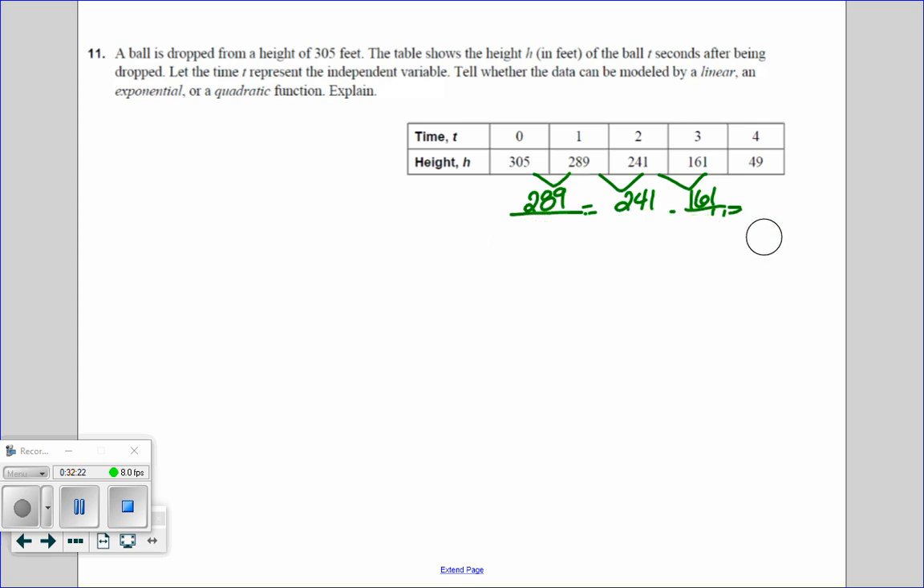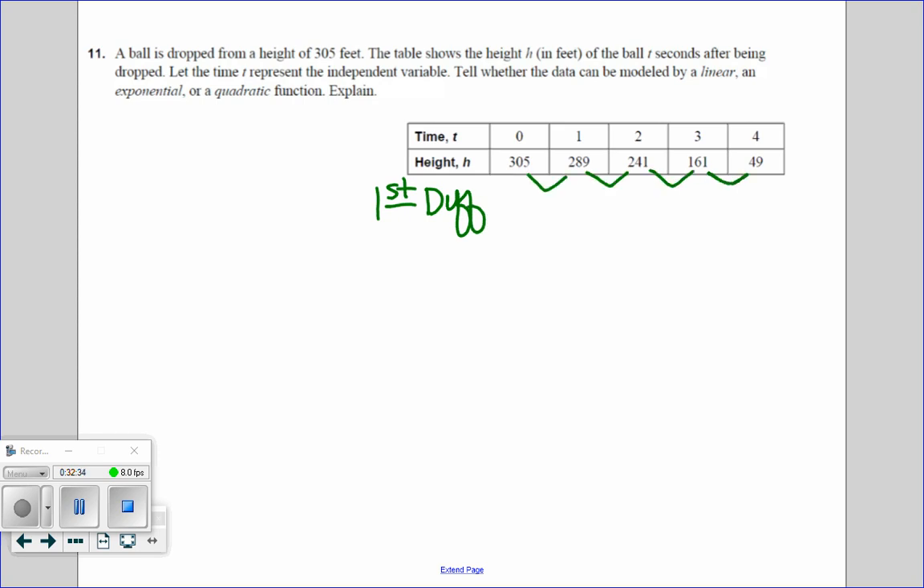And I think we agreed it's most likely not linear, but you know what? We're about to do a first difference to test for quadratic anyway, so we'll see. So let's do first differences, okay? Let's test for that. Okay, what's the difference from 305 to 289? What kind of decrease is that? Negative 16, it's a decrease of 16 there.